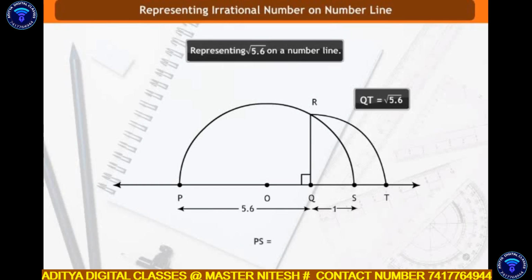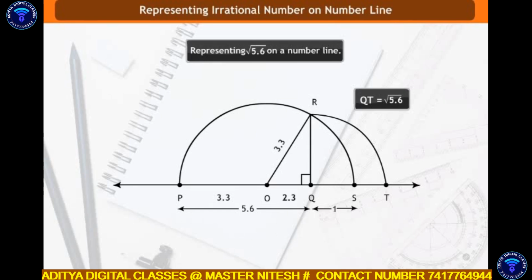PS is equal to PQ plus QS is equal to 5.6 plus 1 is equal to 6.6. PO is equal to half of PS, that is 6.6 by 2 is equal to 3.3 units. We know that PO is equal to OR because it is the radius of the semicircle. Thus OR is equal to 3.3 units. Also OQ is equal to OS minus QS is equal to 3.3 minus 1 is equal to 2.3 units.